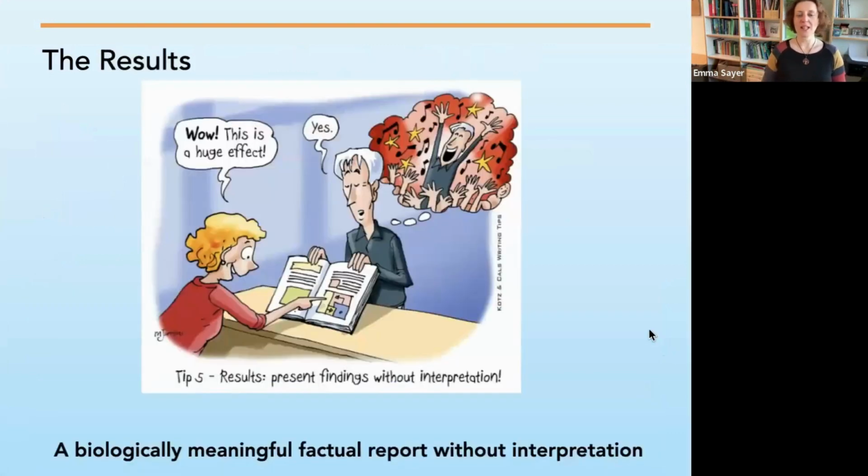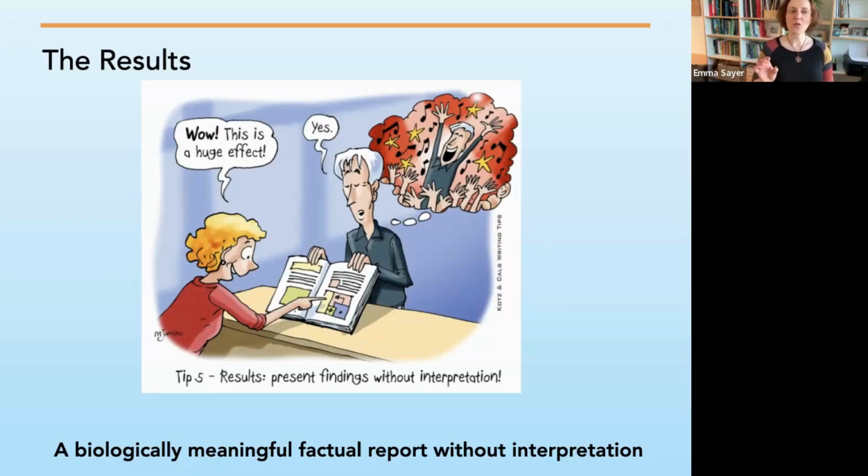Moving on to the results section. The results section is kind of interesting because, again, as ecologists, we often use a lot of statistics to provide evidence, and we want to provide our statistics, our findings as a factual report. Obviously, we're not interpreting at this point. That's usually left to the discussion section.